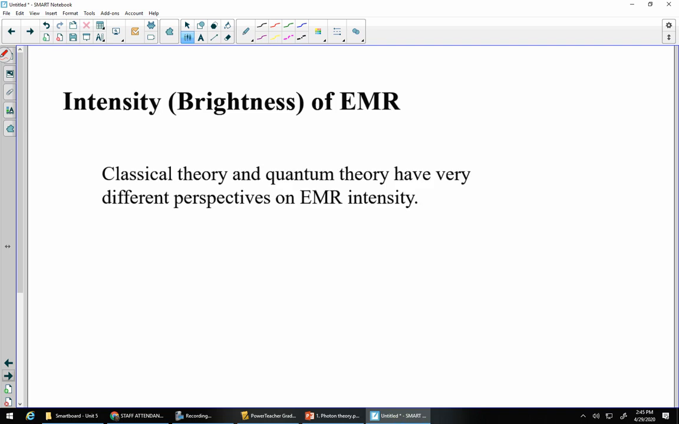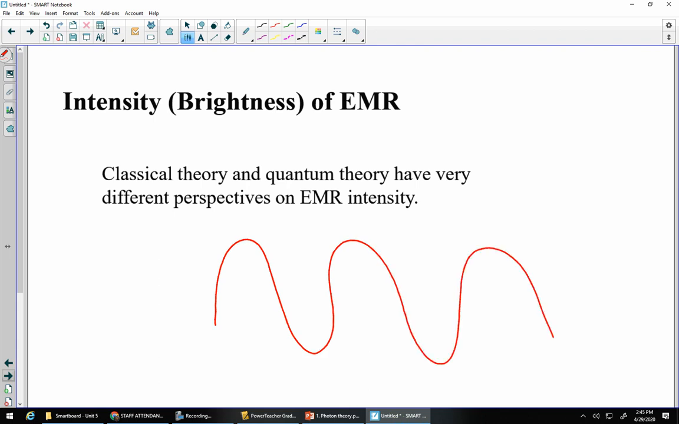Next thing that we want to talk about here is what brightness really means, or intensity really means of EMR. So classical theory and quantum theory are very different in this respect. So remember, classical theory, we're treating it like a wave. And where do we get the energy from a wave, which would correspond to the brightness? If you're thinking the amplitude, oh, well, you are doing great here. So amplitude tells us about energy. For light, that would tell us about brightness.